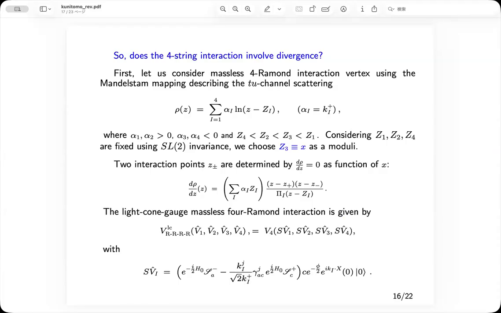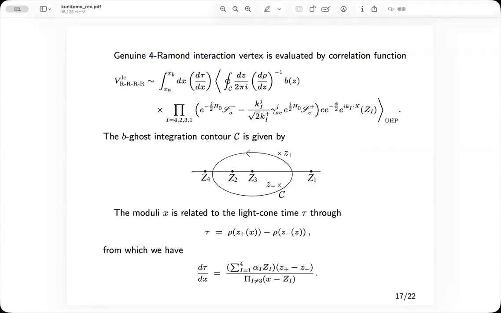We here explicitly act the transformation on the vertex, then obtain this type of transformed vertex. And so the genuine four-Raman interaction vertex is evaluated by this correlation function for the transformed vertex operators. And the four-string interaction has one modulus, so we need a B ghost insertion.